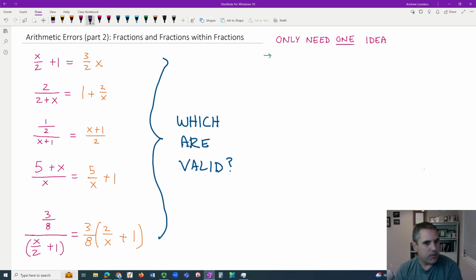And these are all things I noted that I saw. And I saw a lot of these. So I want you to think for a second, which of those are valid? And I find even just looking at those, students are unsure. The truth is, only one of those is valid.